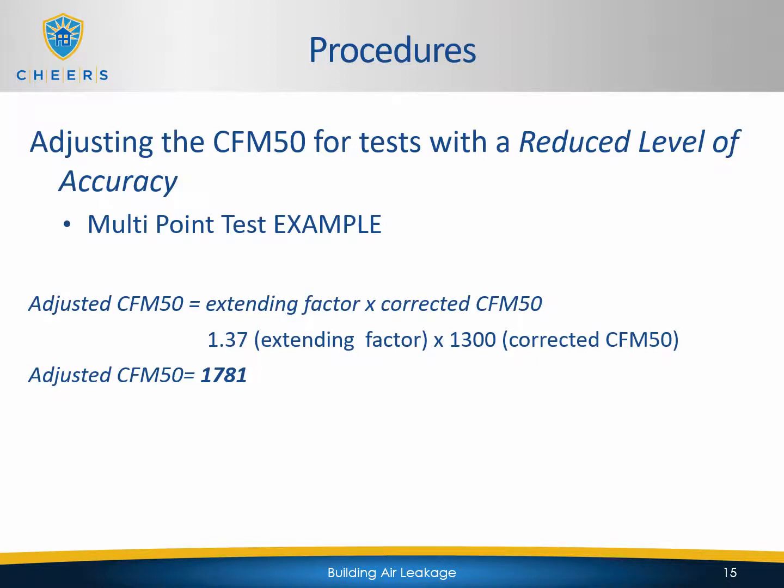And plug in the numbers further into the formula. So for the adjusted CFM50, again you have the extending factor times the corrected CFM50. So it's going to be 1.37 for the extending factor times 1300, which is the corrected CFM50. So the adjusted CFM50 for a multi-point test with the same numbers is going to be 1781.